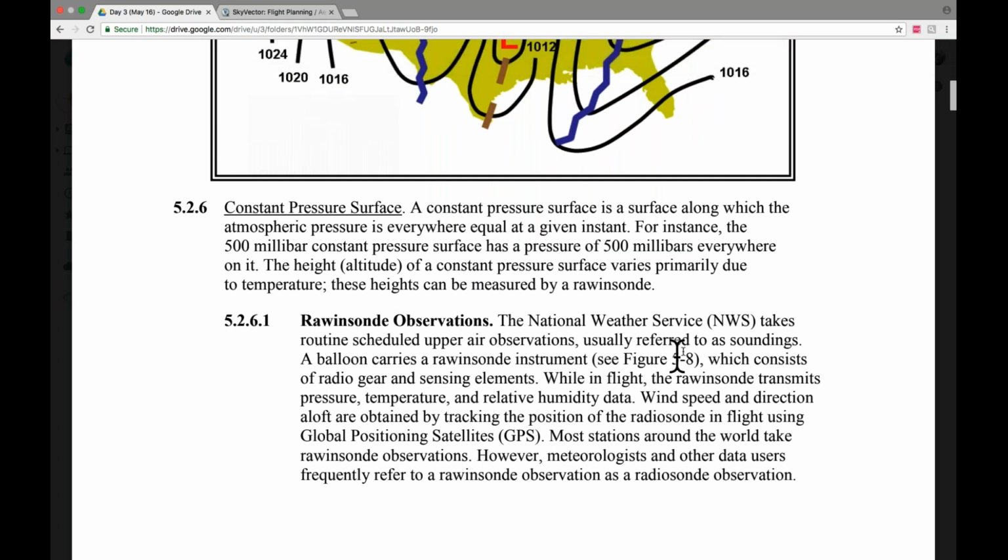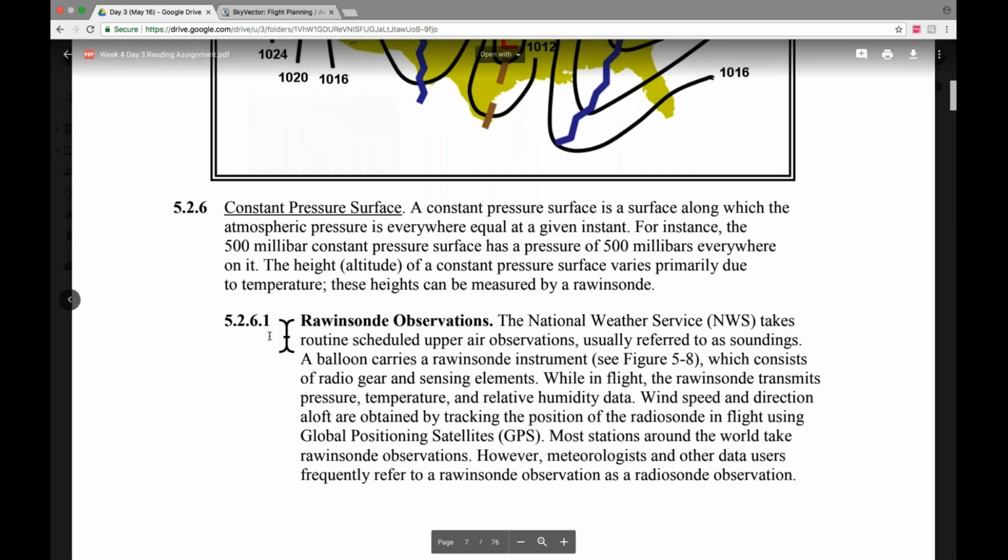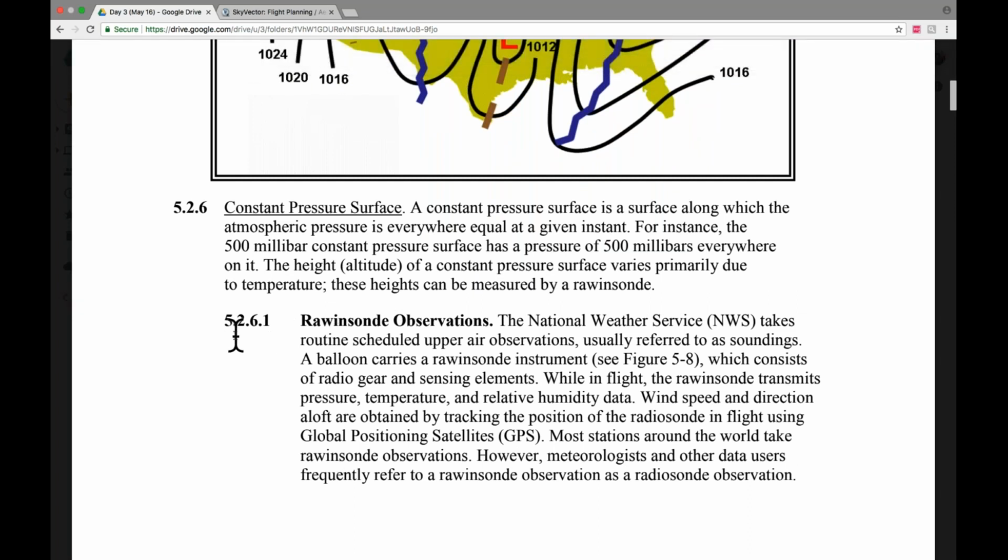Basically, the National Weather Service takes routine scheduled upper air observations, usually referred to as soundings. So these are the weather balloons. They release them, and the sensor, as it travels up through the atmosphere, is taking in data. It's checking pressure, temperature, relative humidity, wind speed and direction, and everything like that. They're also tracked with GPS.